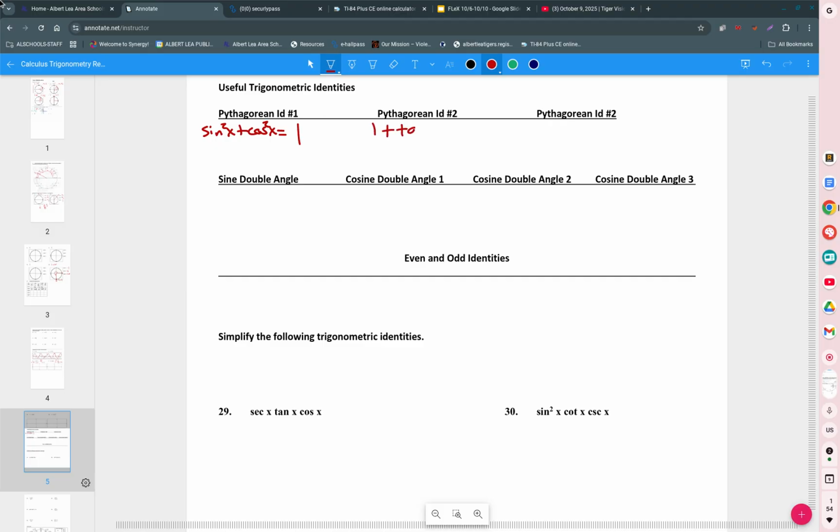1 plus the tangent squared of x is equal to secant squared of x. I will hold you accountable to the first one on the test. I will hold you accountable to the second one on the test. And I will hold you accountable to the third one on the test. 1 plus the cotangent squared of theta is equal to, that's the only one we're missing, cosecant squared.